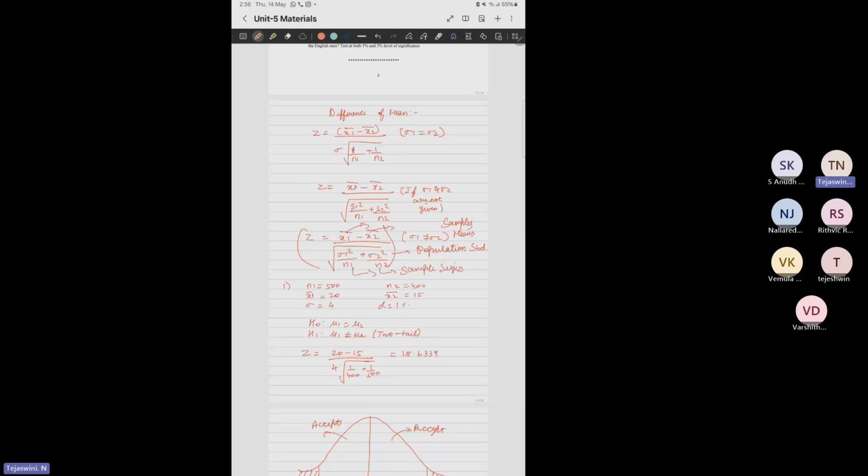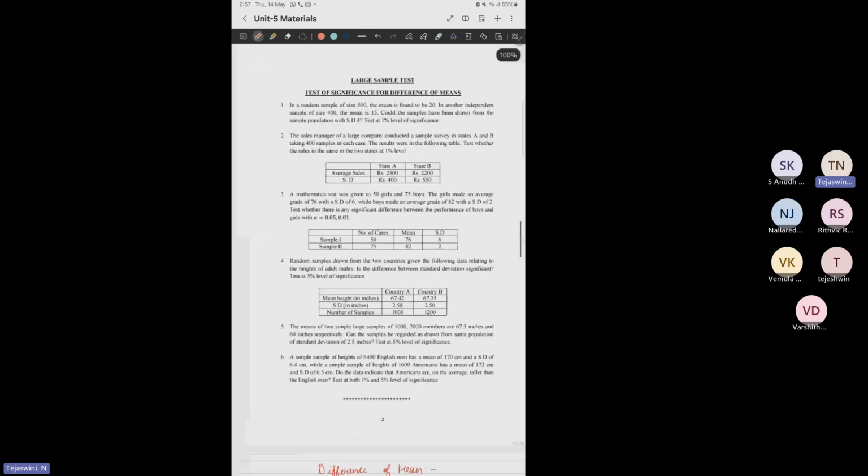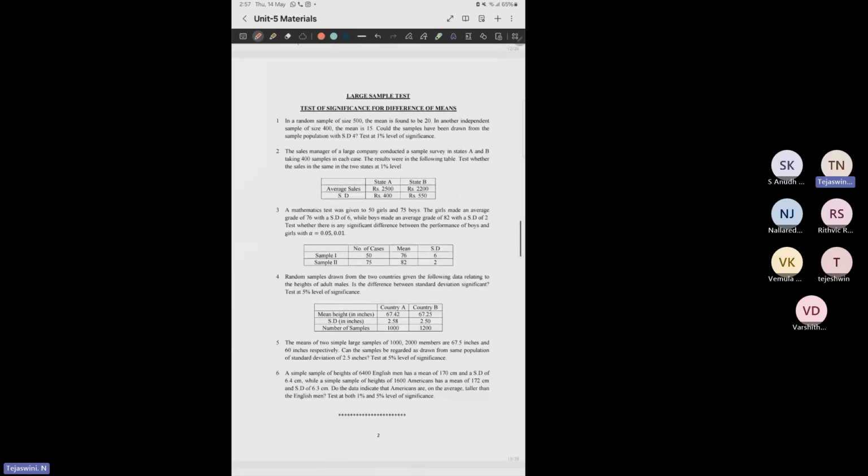If sigma 1 is equal to sigma 2, then you can take this sigma outside and the formula will become like this. Suppose they didn't give us sigma and they gave us only sample standard deviation, then we can use this formula. So we'll solve two sums in this. For difference of mean, they'll give us data for two samples. From that we can find out if it's a difference of mean or a single mean.